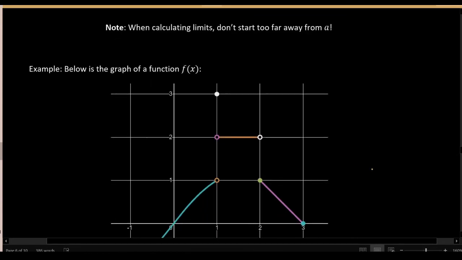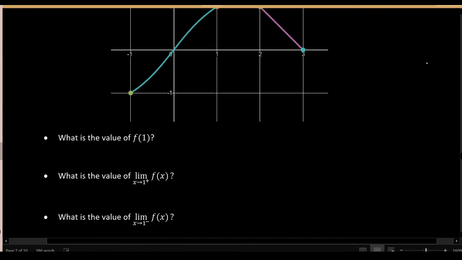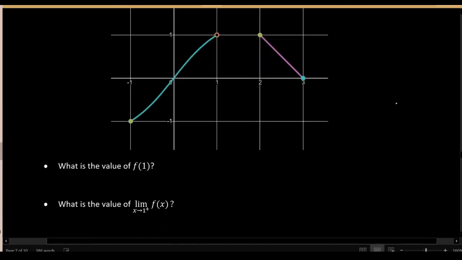Now, a word of caution: a common error when students are working on limits is that when you are approaching A, don't start too far away from A. Start pretty close to A. To give you an example, here we have another function, graphed multicolored. All of this is the same function, it's just that the colors got a little wacky.